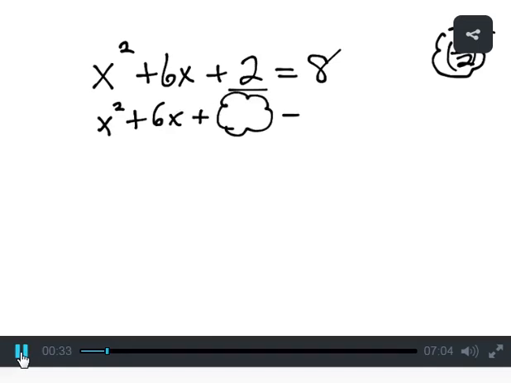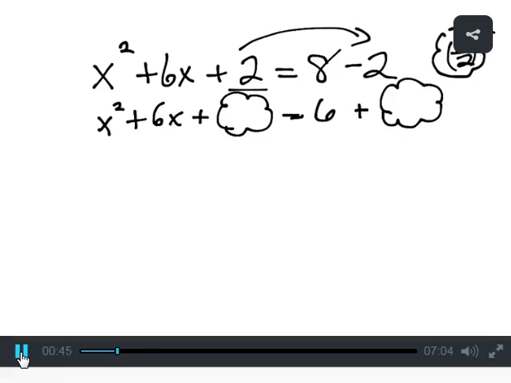I'm going to find my own number. I'm going to shove that 2 over here, so that's a minus 2. So what we have is 8 minus 2, which is 6. And if I add a puffy cloud to one side, I have to add it to the other. All right, the puffy cloud is 6 over 2 squared. 6 over 2 is 3, and 3 squared is 9.